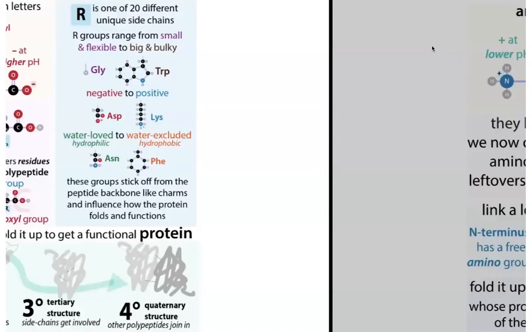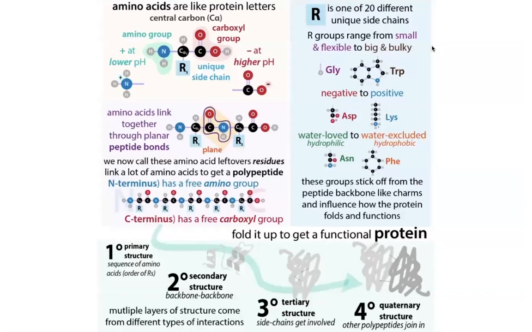And the sequence of amino acids is going to be really important because each amino acid has a unique part, a side group or side chain or R group that's going to stick off. And because these have different properties, they're going to influence how the protein folds and therefore how it functions. So you can imagine if you have something small and flexible, you might get a flexible region of a protein, whereas if you have something big and bulky, it's going to be harder to fold up.